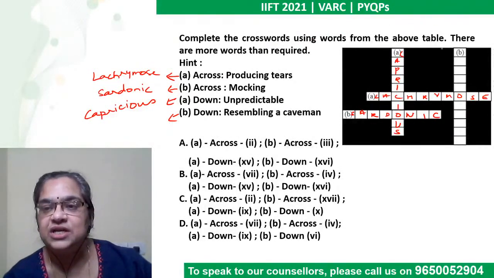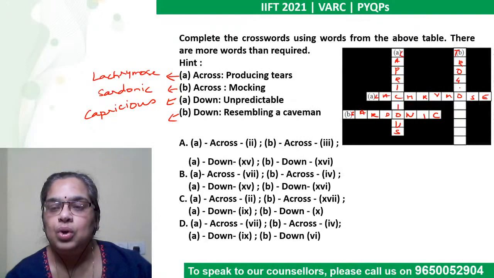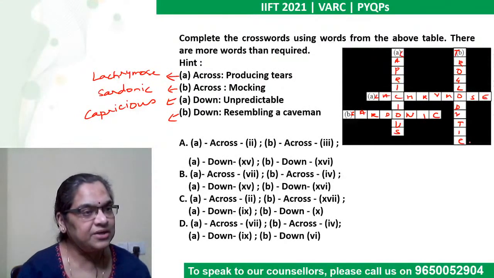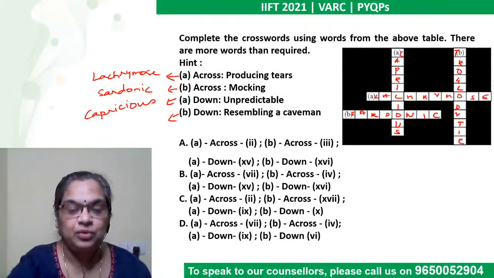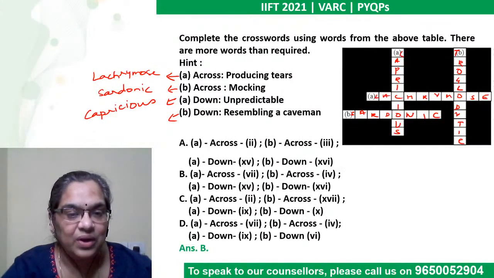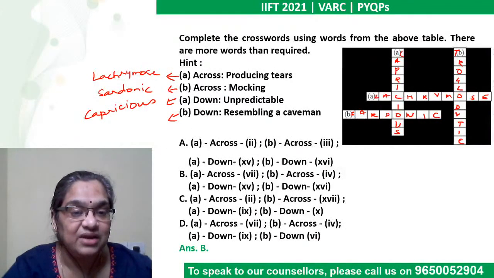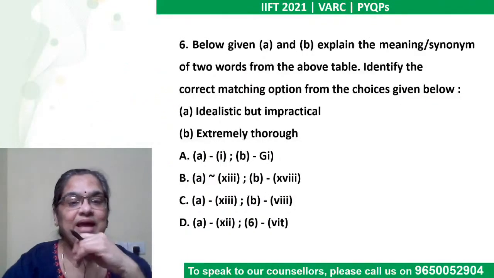Okay, B down. Resembling a caveman. Starts with a T. So it would be, or savage, barbaric will be troglodytic. Troglodytic. All right. And all right, now according to that, which one will it be? We saw the numbers. It, I think, is B. Okay, after you see the numbers. I never got these things. They took too much time. Okay, all right.